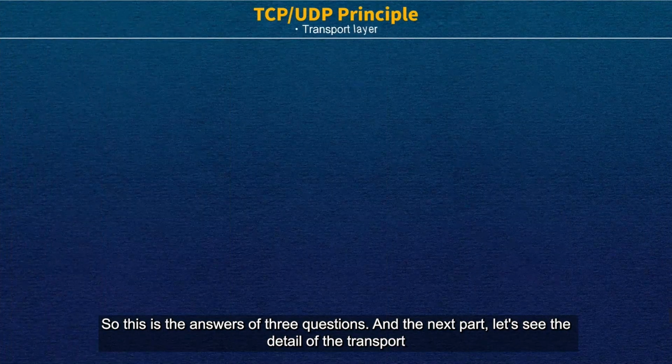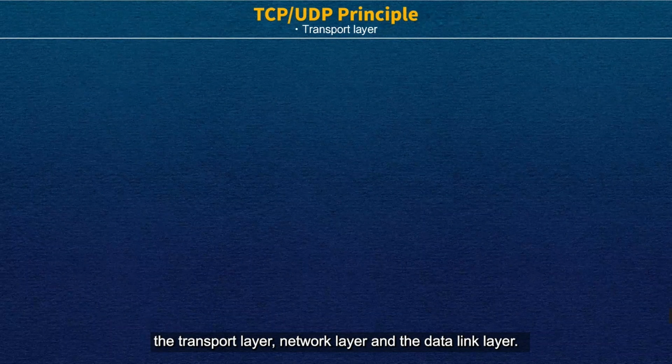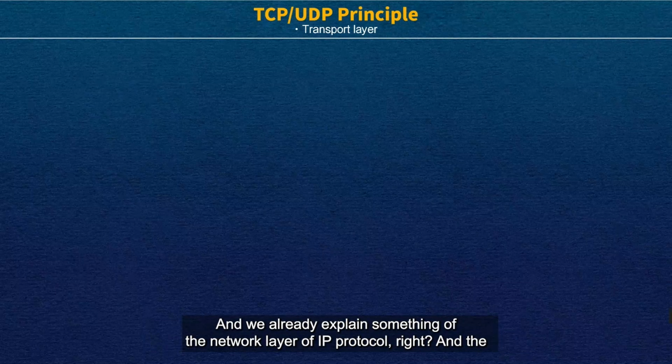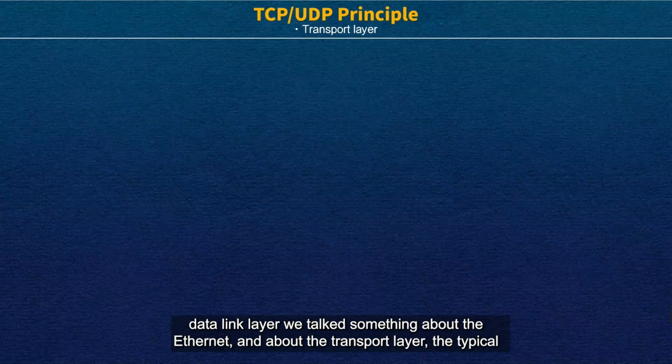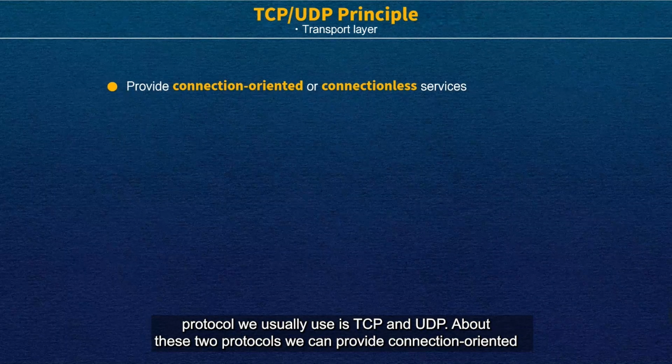In the next part, let's see the detail of the transport layer. We see in the OSI reference model, we have 7 layers, and we will focus on 3 layers: the transport layer, network layer, and the data link layer. And we already explained something of the network layer of IP protocol, right? In the data link layer, we will talk something about Ethernet. And about the transport layer, the typical protocols we usually use are TCP and UDP.